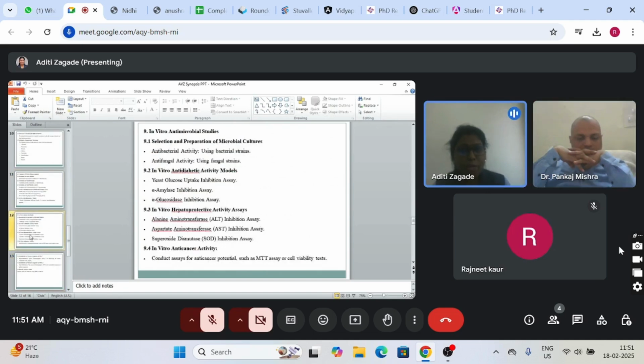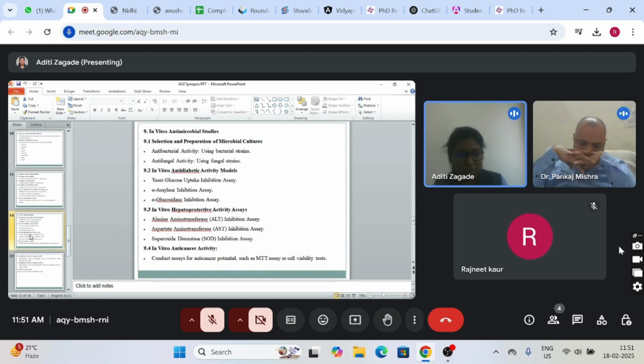In vitro antimicrobial activity study. Selection and preparation of microbial culture: for the antibacterial activity I am going to use the bacterial strain, and for antifungal activity a fungal strain. Then in vitro antidiabetic activity model: yeast glucose uptake inhibition assay, alpha amylase inhibition assay, alpha glucosidase inhibition assay. Then 9.3, in vitro hepatoprotective activity assay of the particular constituents.